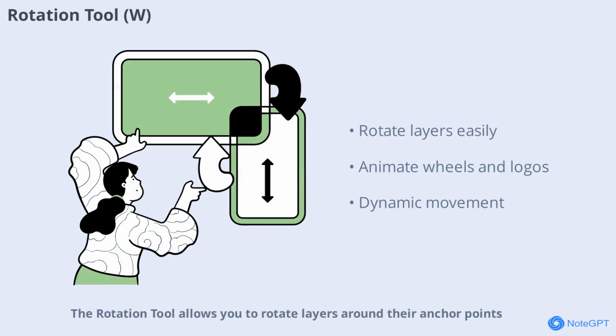Rotation tool allows you to rotate layers around their anchor points. For example, you can spin a logo from 0 degrees to 360 degrees, animate wheels, or create UI spinners.